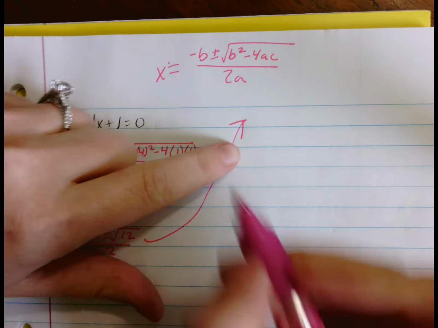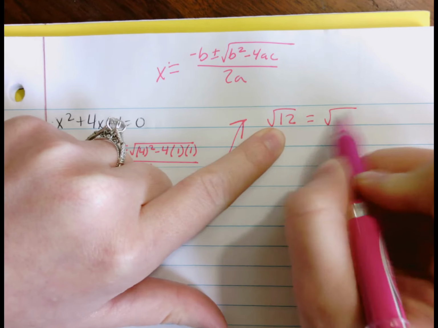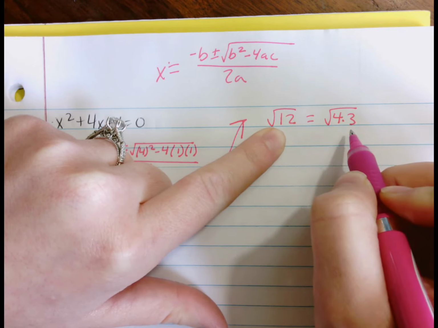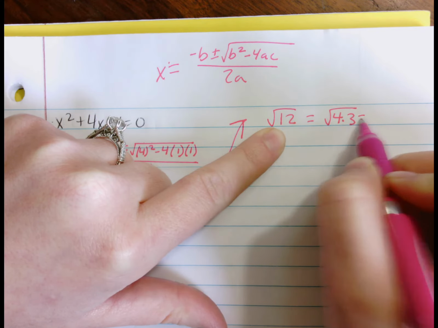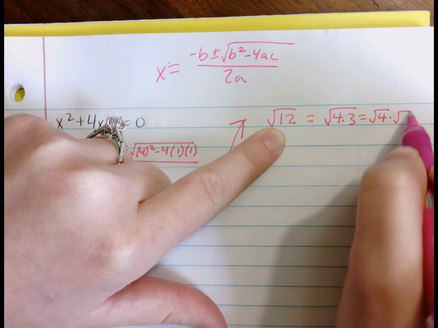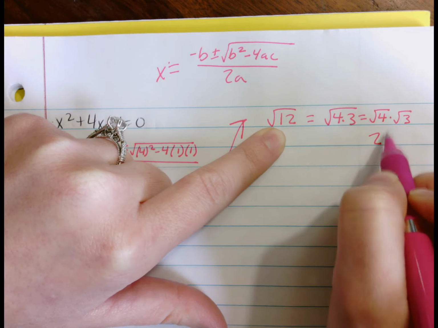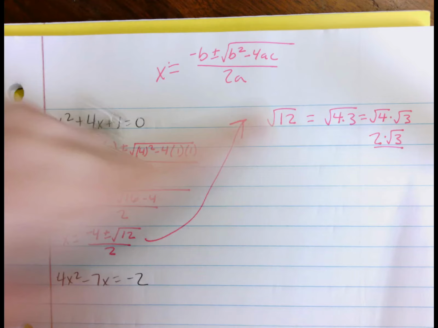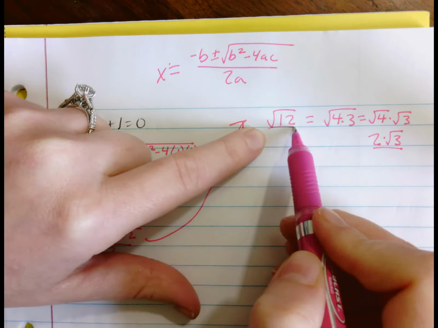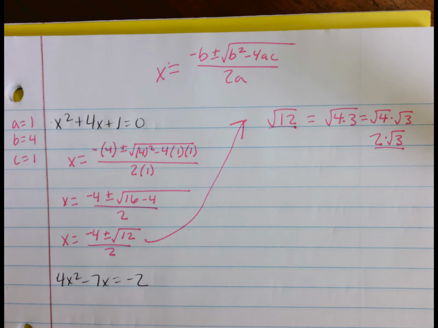Just a little side note here: the factors of 12 are 4 and 3, and 4 is a square. So this is the equivalent of the square root of 4 times the square root of 3. I'm going to take that square root of 4, which is 2, and keep it multiplied by the square root of 3. And that's the simplified way to write the square root of 12. I'm just letting you see that because you may see that on a test in the future. You'll definitely see it when you get to Algebra 2, so I just want you to be aware of that.